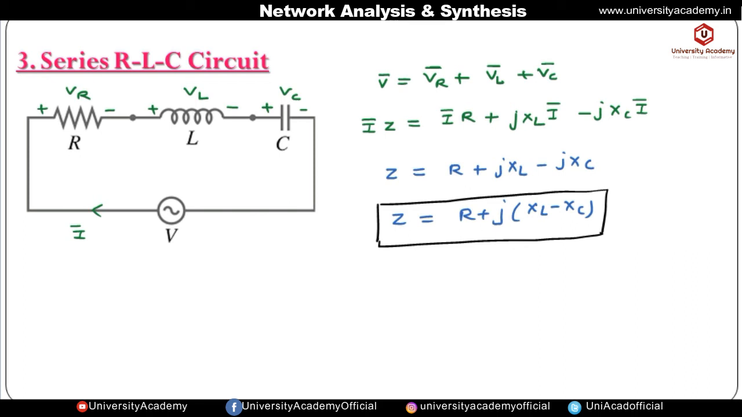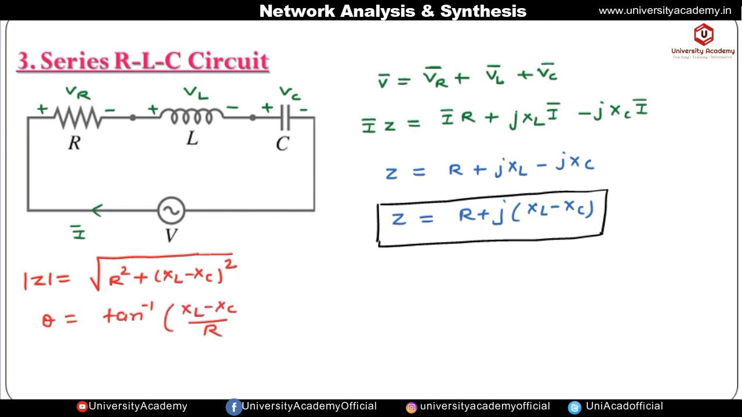Now if we find the magnitude of this impedance, it will be given by square root of R square plus XL minus XC whole square, and this theta is given by tan inverse of XL minus XC over R. So depending on the values of XL and XC, overall the circuit will be inductive or capacitive. If XL is greater, then the circuit will be inductive in nature, so the power factor will be lagging. But if XC is greater than XL, then the circuit will be capacitive in nature and the power factor will be leading.